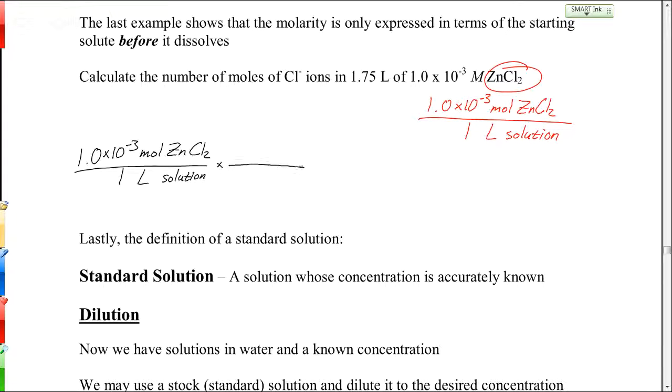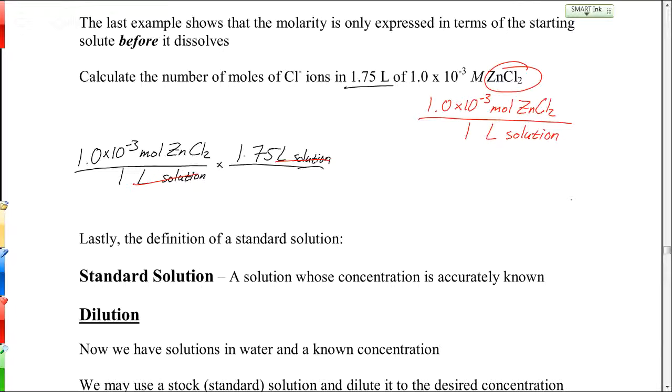First, we just multiply by the actual volume that we have. So 1.75 liters of solution. And that's going to let those cancel, and give us the number of moles of zinc chloride as a whole. But as you said earlier, when zinc chloride is in solution, it actually breaks apart. So one zinc chloride unit breaks apart and becomes a zinc ion and 2 chloride ions.